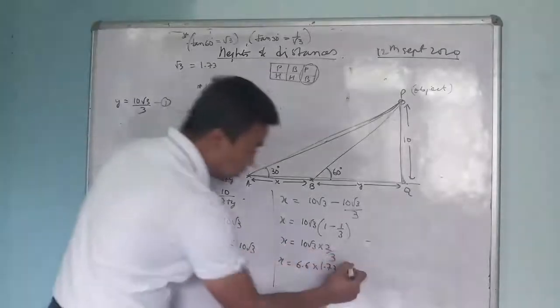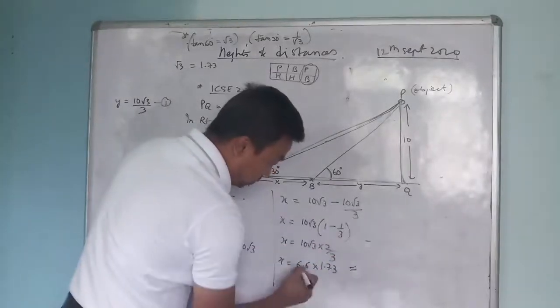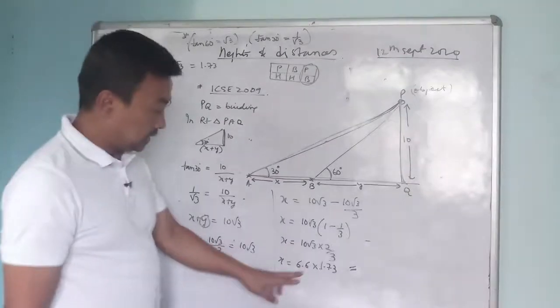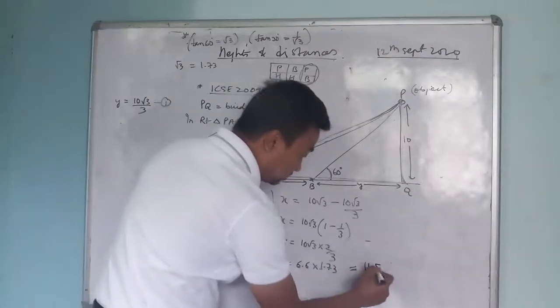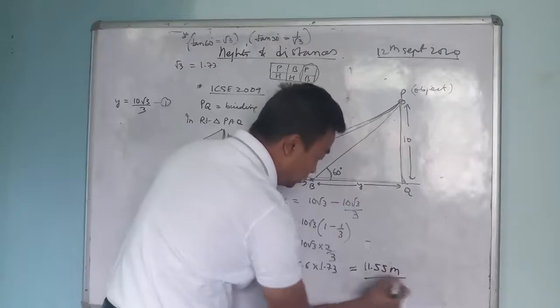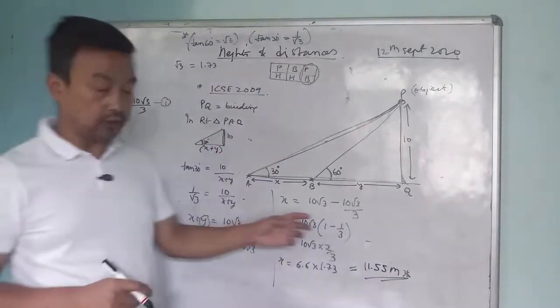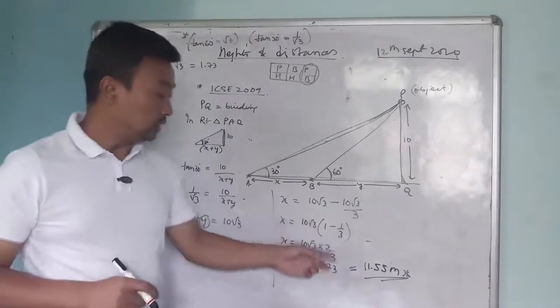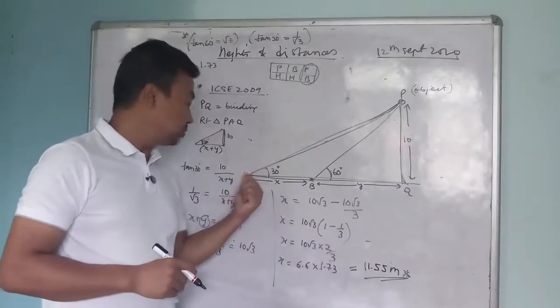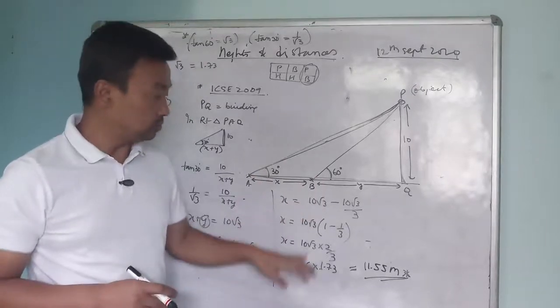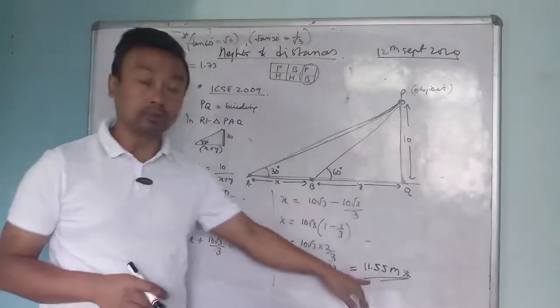Now after doing the multiplication, 11 point something I will get. So this is the approximate answer. So you will get the answer here, 11.55, that is the distance between the point A and the point B. So the distance between the point A and the point B is something like this.